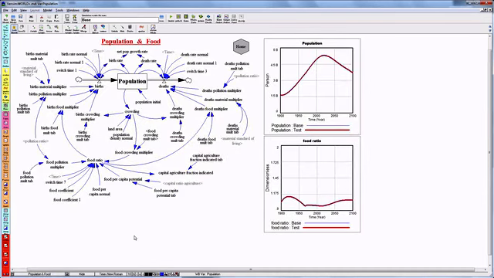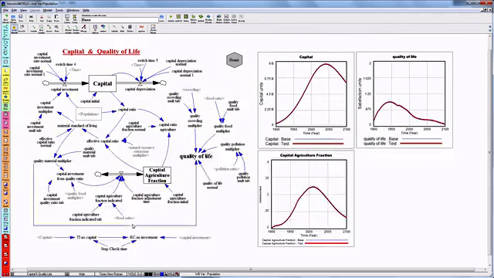So first up is the population and food sector. So pretty familiar stock of people with births and deaths. And then a lot of drivers on those: food, pollution, material, etc., both on the birth rate and on the death rate. And you'll notice we have some graphs over here so that we can see what things are doing.